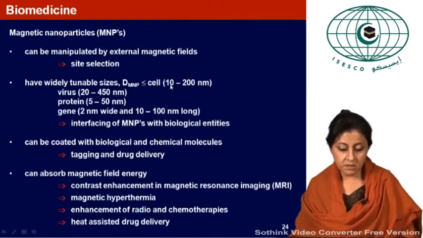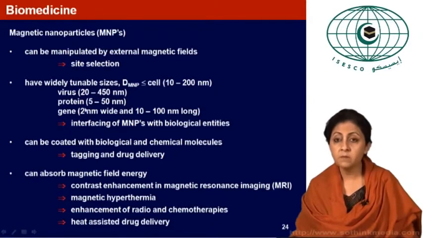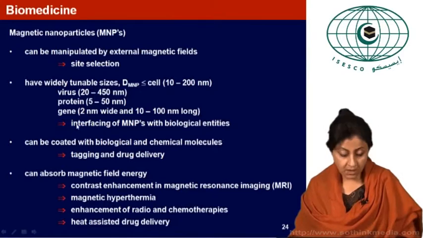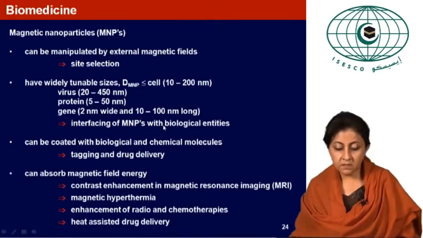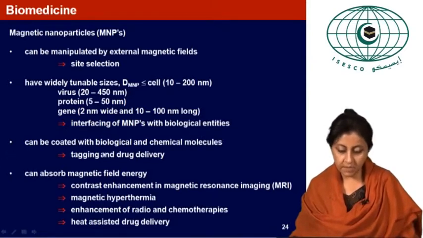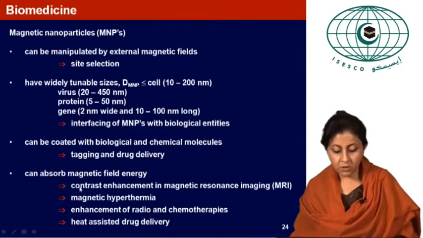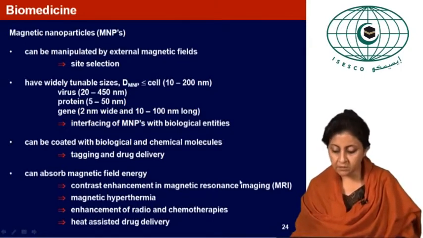A cell is 100 to 200 nanometers. Viruses have dimensions of 20 to 450 nanometers. Proteins have dimensions 5 to 50. And a gene is about 2 nanometers wide and 10 to 100 nanometers long. So you can interface magnetic nanoparticles with a whole variety of biological entities. These can be coated with biological and chemical molecules, which means you can do tagging and drug delivery. They can absorb magnetic field energy, which means you can use them for contrast enhancement and magnetic resonance imaging.